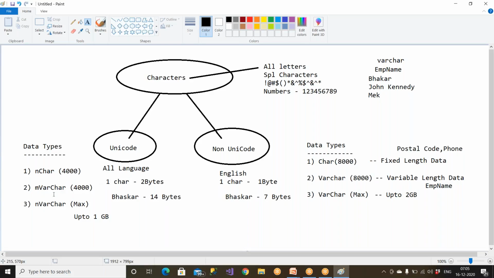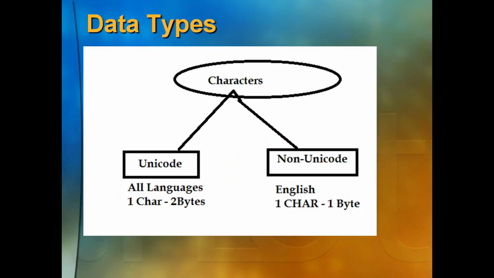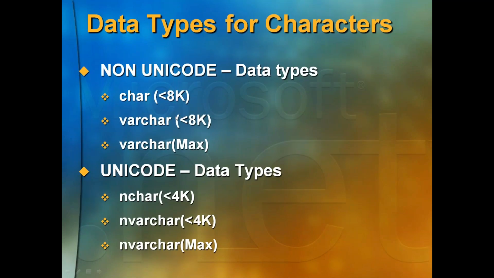Variable length data, and nvarchar max means up to 1 GB of data. It is going to support all letters, special characters, everything. Guys, am I clear? Any questions? So these are the data types we have. One is called Unicode data. The second one is called non-Unicode data. Are you clear? So this is what I explained.